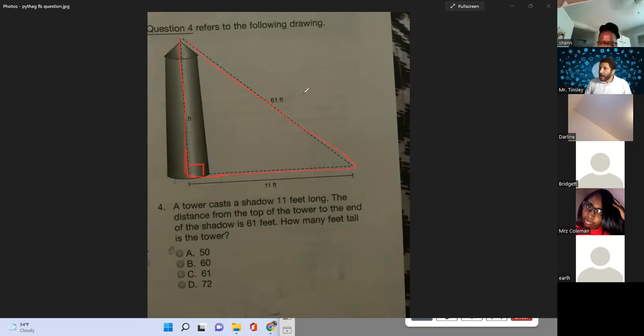Okay, I know this side is 61. I know this side is 11. What's the second thing you must know in order to solve this problem? So we know it's the Pythagorean theorem. What is the formula to solve? A squared plus B squared equals C squared.